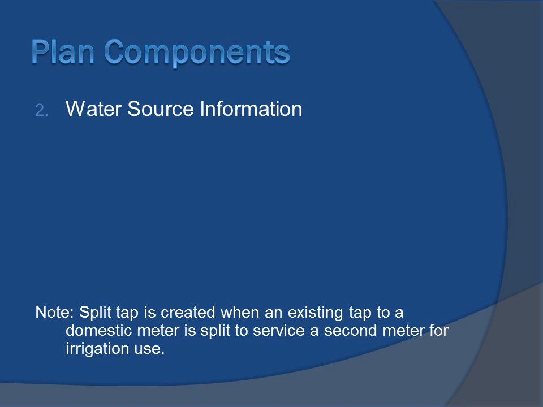Yeah, well, from the main source you have a water Y. It's created when an existing tap to a domestic meter is split to service the second meter for irrigation use. Kind of like a Y. Yeah. Or you can get that second meter. Second meter is what?